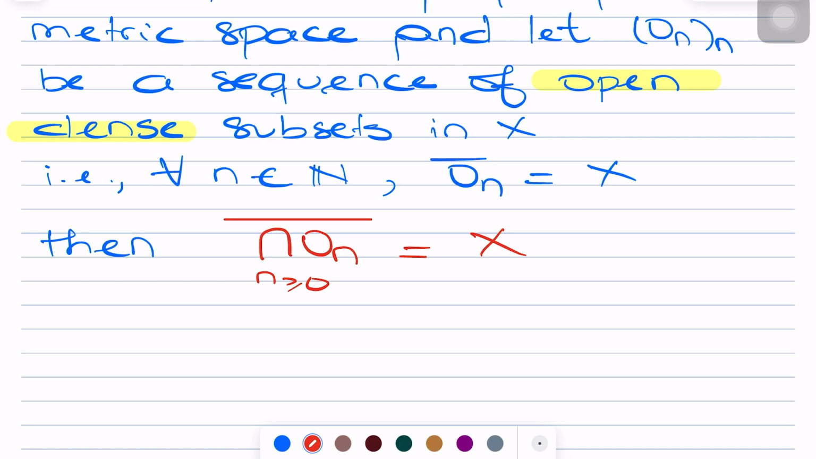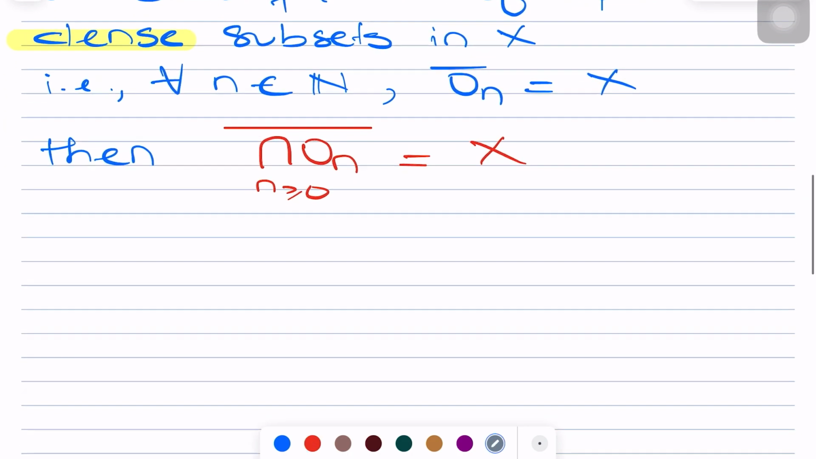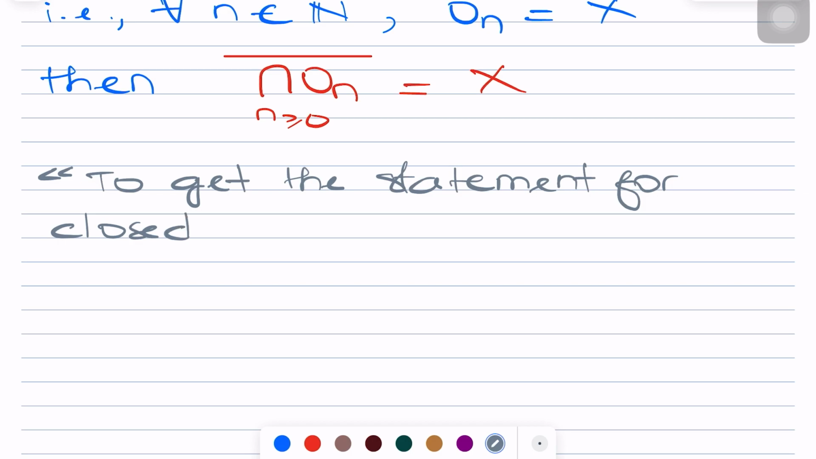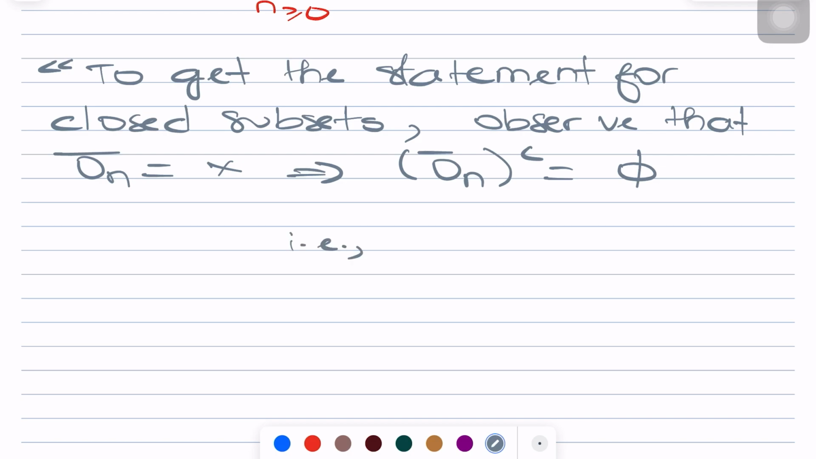So the Baire category theorem can actually be stated also for closed sets. It is actually very easy to see. Let me write it in another color. So to get the statement for closed subsets, observe that O_n dense in X implies that the complement of the closure is empty. So this means the complement of the closure is nothing else than the interior of the complement. So the interior of this is empty.